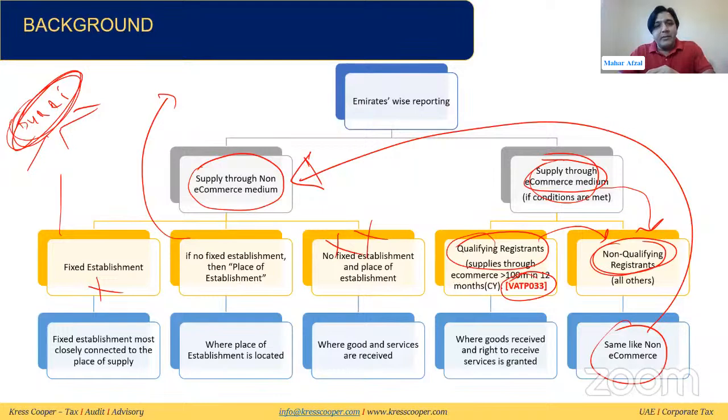This diagram is very important. Emirates-wise reporting. First of all, we need to identify: are we supplying through the e-commerce medium? Are we not supplying through the e-commerce medium?